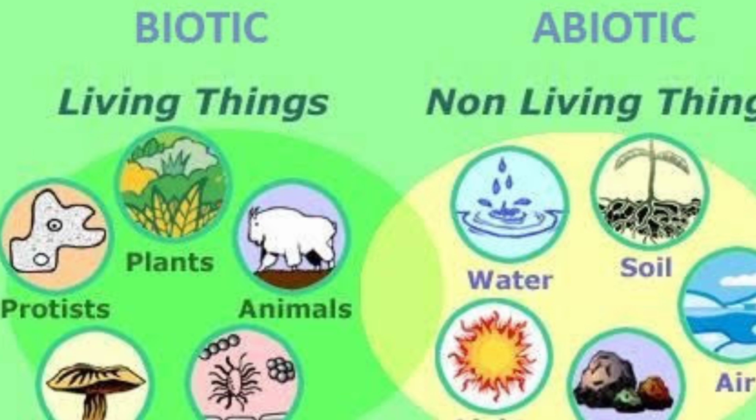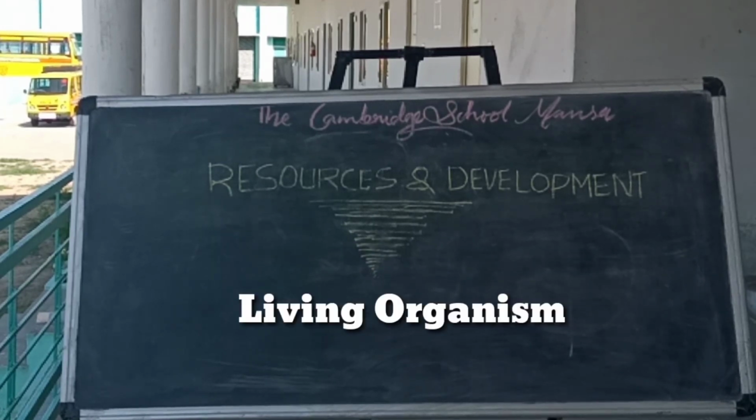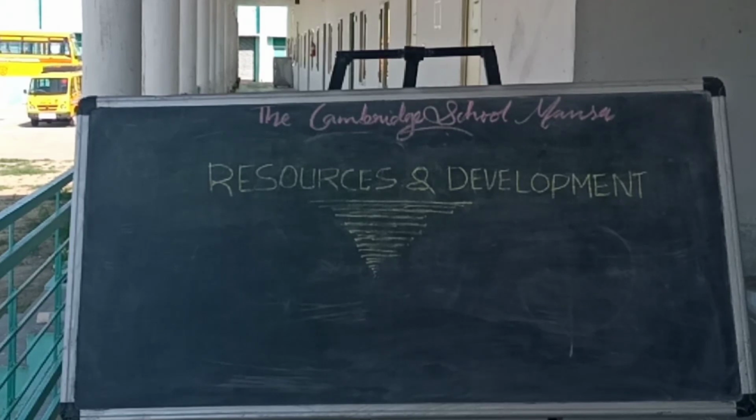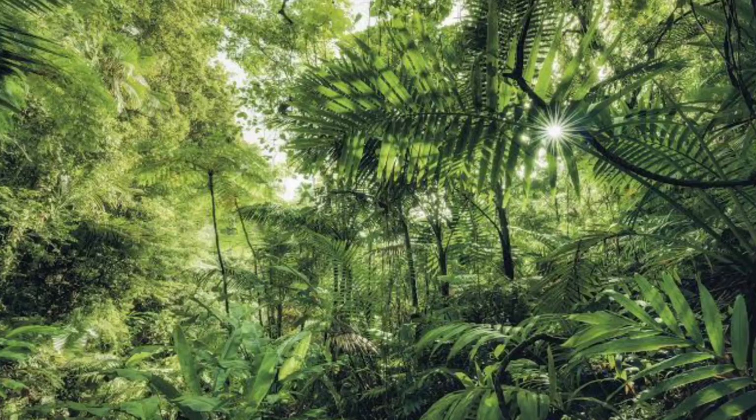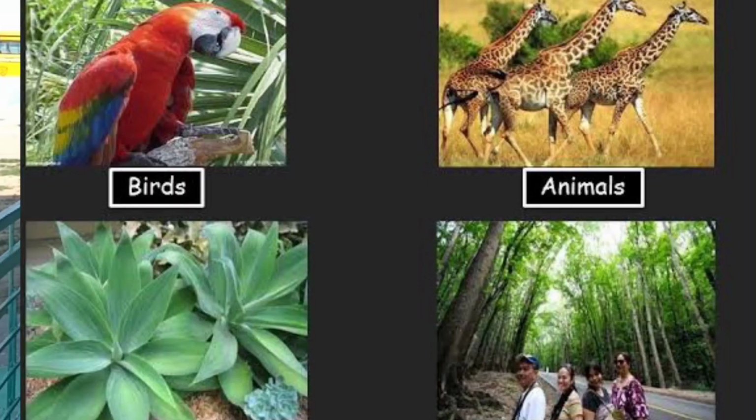What are biotic resources? Biotic resources are the things which are living and which are obtained from the biosphere. For example, flora, which represents the plants, and fauna, which represents the animals, and all the living creatures come under biotic resources.